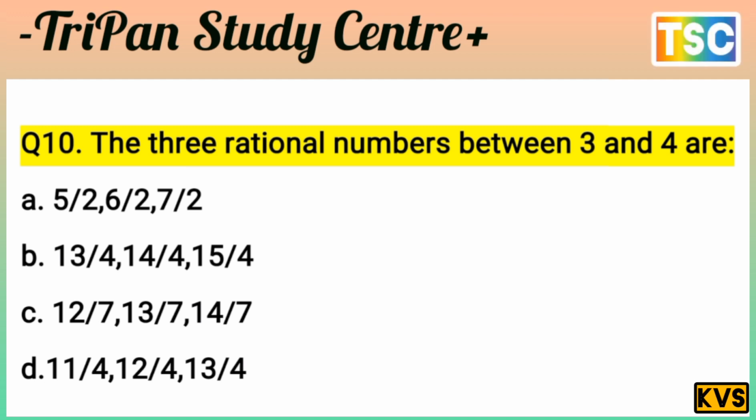Let's see: 3 upon 1 into 4 over 4 is 12 upon 4, and 4 upon 1 into 4 over 4 is 16 upon 4, so 12 and 16. Here the denominator is equal to 4 and the numerators are different. Between 12 and 16 are 13, 14, 15, so three rational numbers come here. It means option B is correct. That's important for the exam.